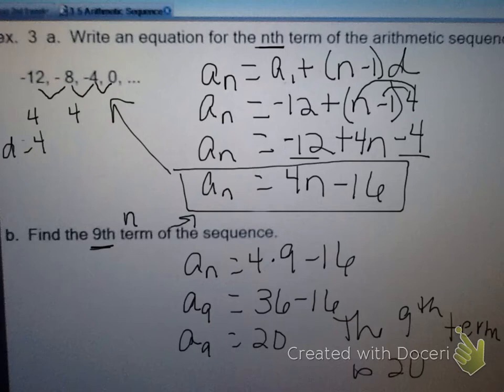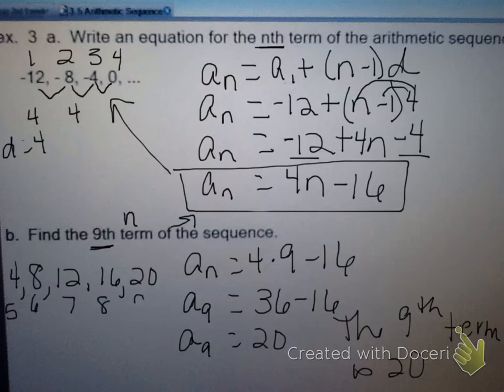So go back up to the sequence. If we kept adding 4, we would eventually get to 20. So if we kept adding 4, what's after 0? 4. Add 4 again, we get 8, then 12, then 16, and then 20. This is the first term, this is the second, third, fourth term, fifth term, sixth term, seventh term, eighth term. The ninth term is 20. You can go and do that to check your work to make sure you did the formula correctly.